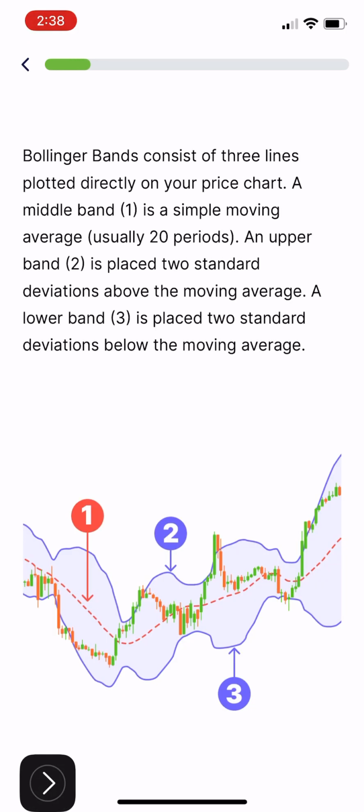Bollinger Bands consist of 3 lines plotted directly on your price chart. A middle band, 1, is a simple moving average, usually 20 periods. An upper band, 2, is placed 2 standard deviations above the moving average. A lower band, 3, is placed 2 standard deviations below the moving average.